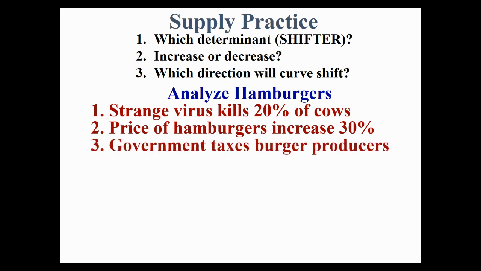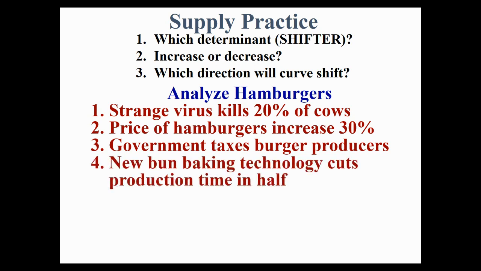The third one, government taxes burger producers. Government, GI TOES, this is G. They put taxes on there. So this increases taxes. This will cause the supply curve to decrease and shift to the left.